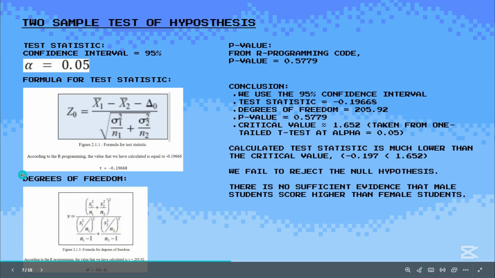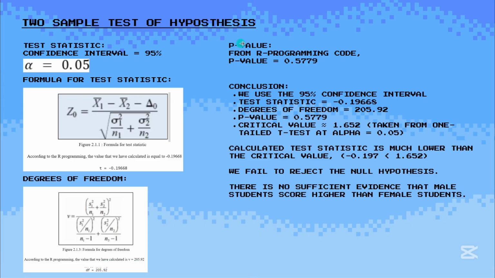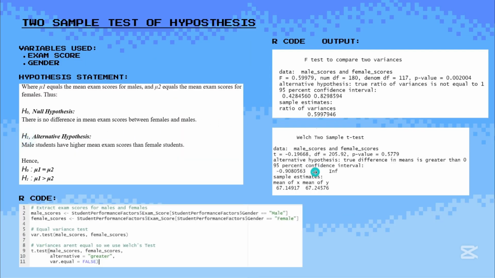To calculate the degrees of freedom, we calculated it in the R programming code as 205.92, but this is the formula that you can conventionally use to calculate the degrees of freedom. For the p-value from our R programming code, the p-value is 0.5779, as seen over here.